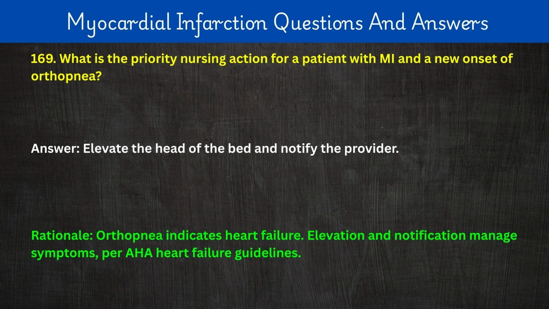169. What is the priority nursing action for a patient with MI and a new onset of orthopnea? Answer: elevate the head of the bed and notify the provider. Rationale: orthopnea indicates heart failure. Elevation and notification manage symptoms, per AHA heart failure guidelines.